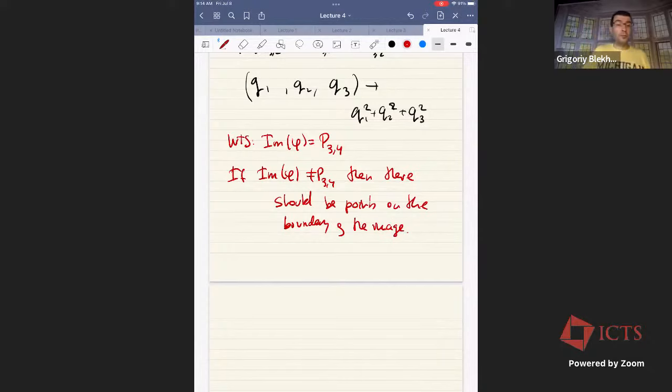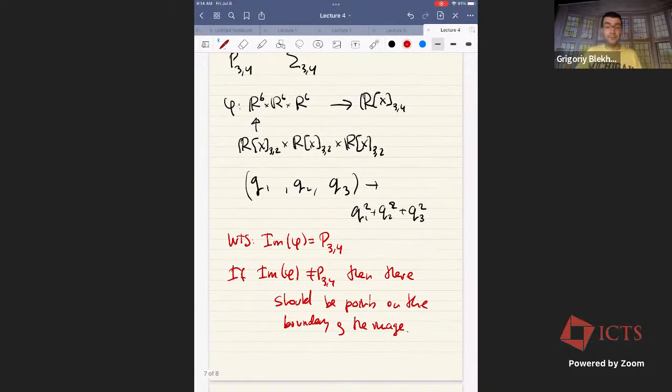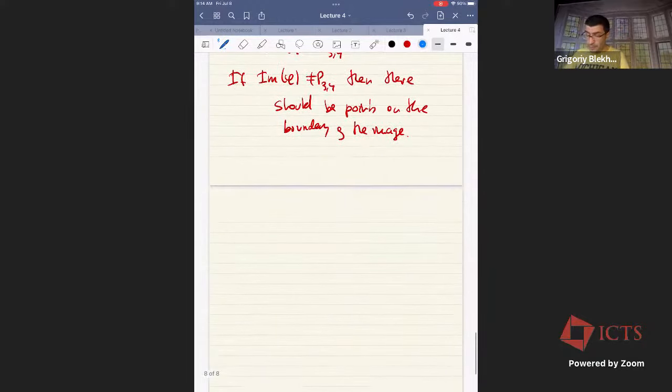So now, where do points on the boundary of the image come from? Well, they come from points where, if you look at the Jacobian of the map, the Jacobian is not full rank. Now I'm just thinking about this from the point of view of differential geometry. I have this map, and let's try to analyze the Jacobian. It is enough for me to understand the map that sends Q to Q squared, because when I'm adding, I'm just taking 3 independent copies.